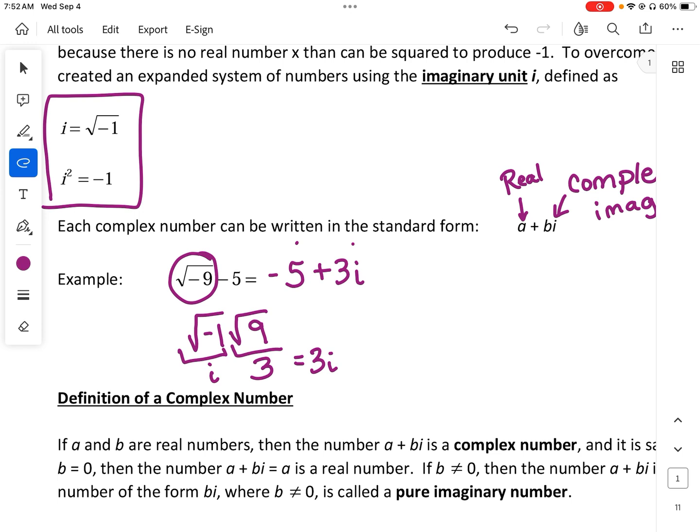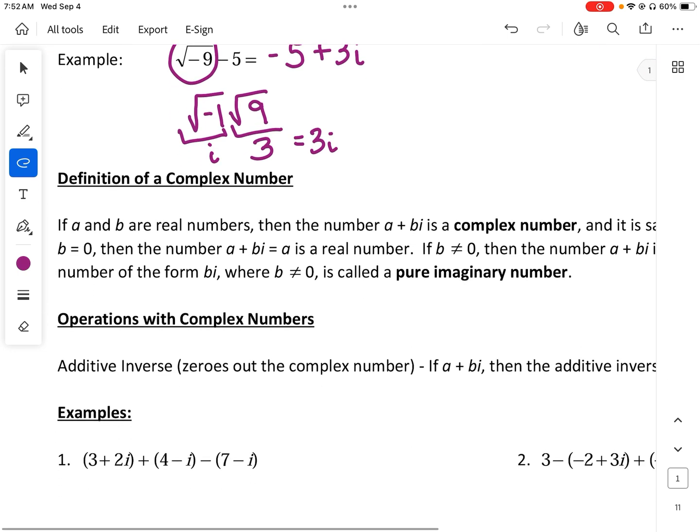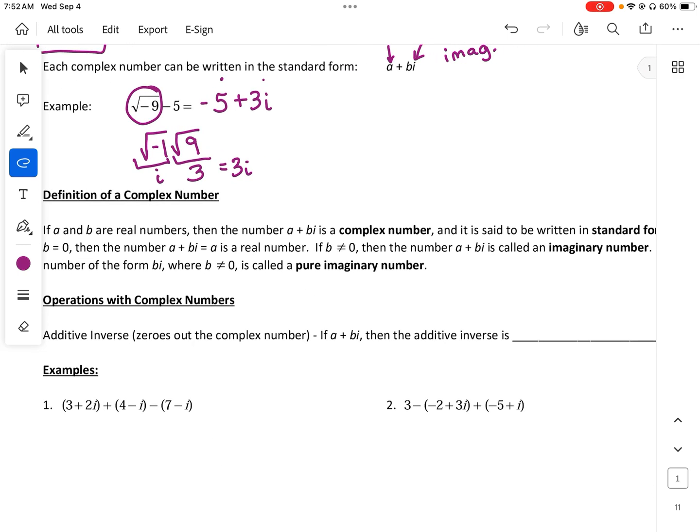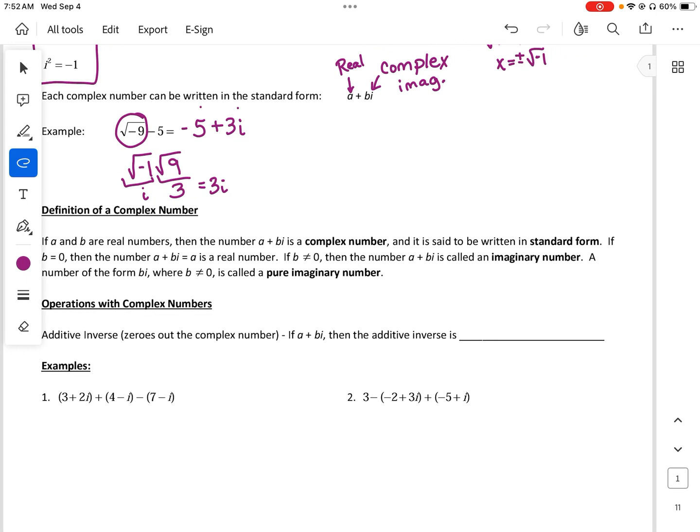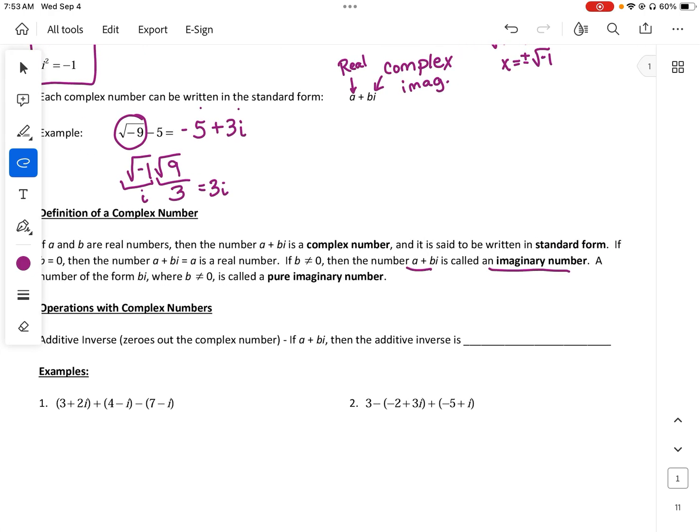So let's look at the definition of a complex number. If a and b are real numbers, then the number a plus bi is a complex number, said to be written in standard form. If b equals 0, then the number a plus bi is a real number, because it'd be 0i. If b is not 0, then we have a plus bi, and that is our imaginary number. A number in the form bi, where b doesn't equal 0, is called purely imaginary.